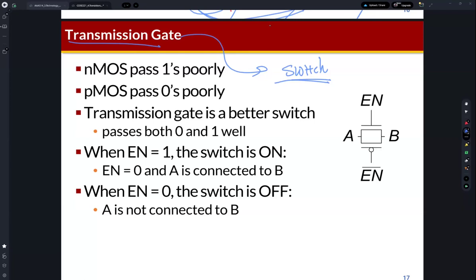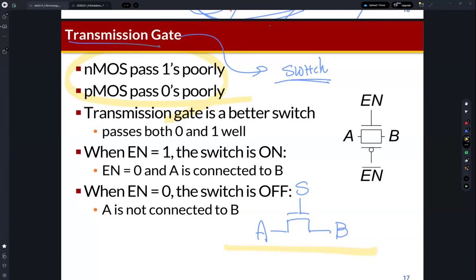I mentioned that a MOS transistor is a controllable switch. So if we want to make a controllable switch, we can implement it like this: A is here, this is the switch control signal, and B is here, and that's it. We may think like this, but the problem is this property: NMOS passes ones fully, and PMOS passes zeros fully. And what's the problem?